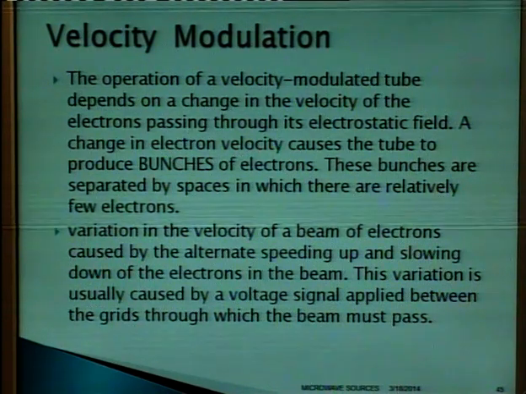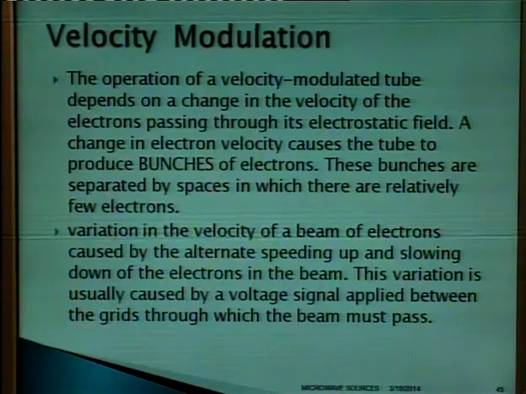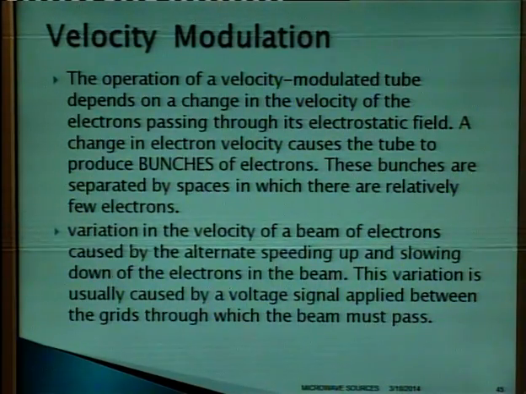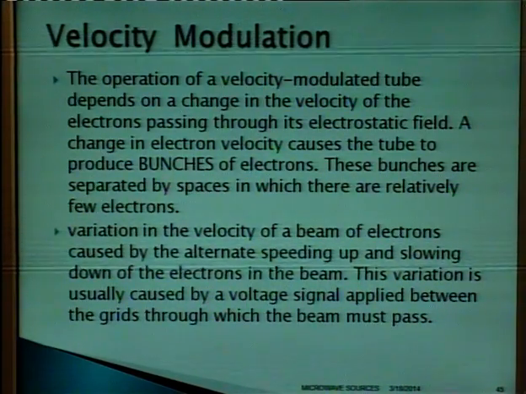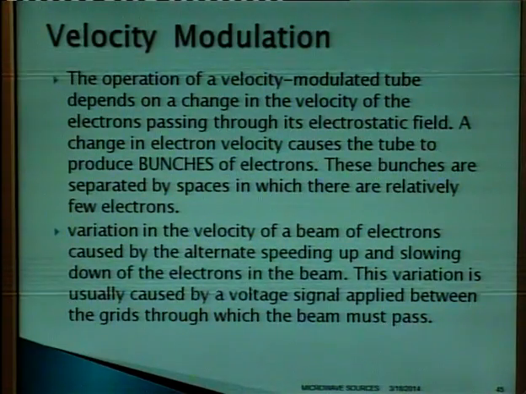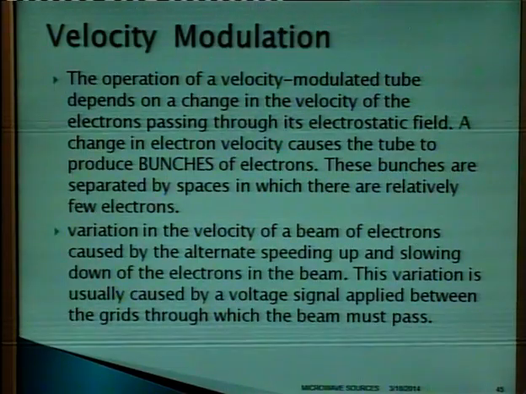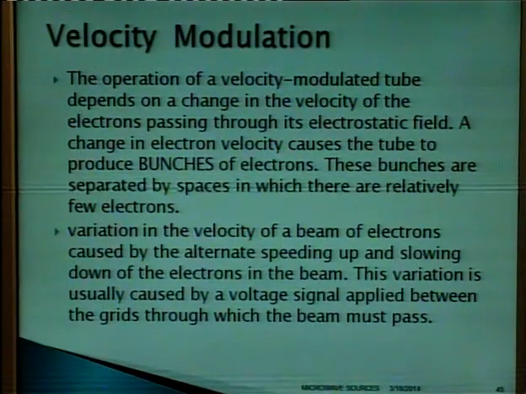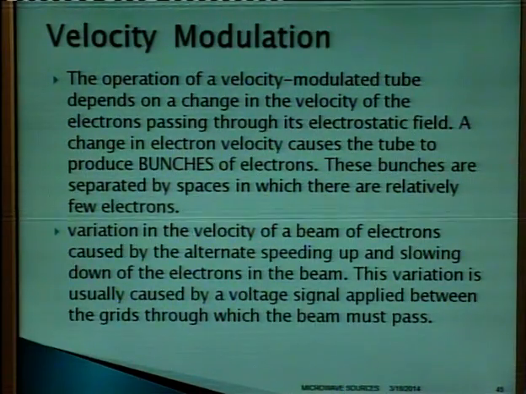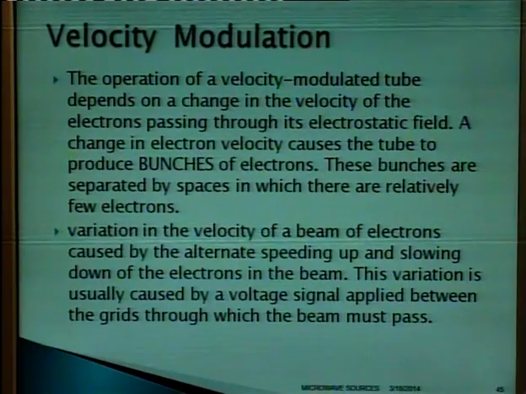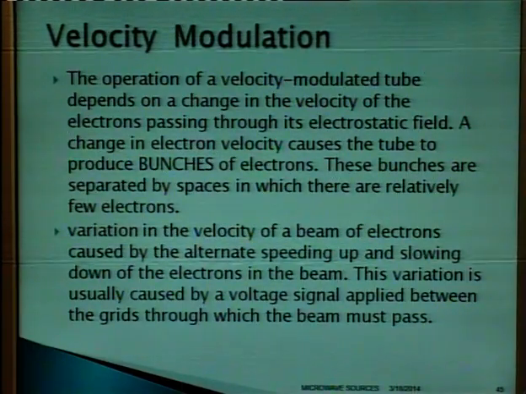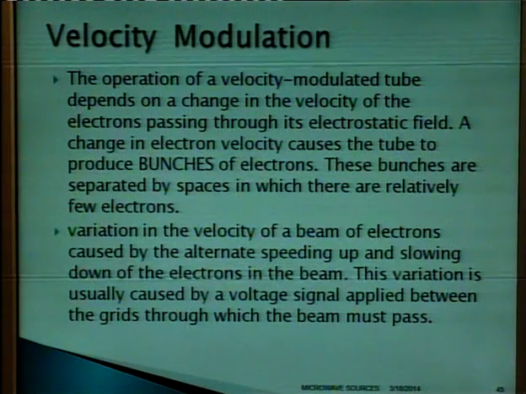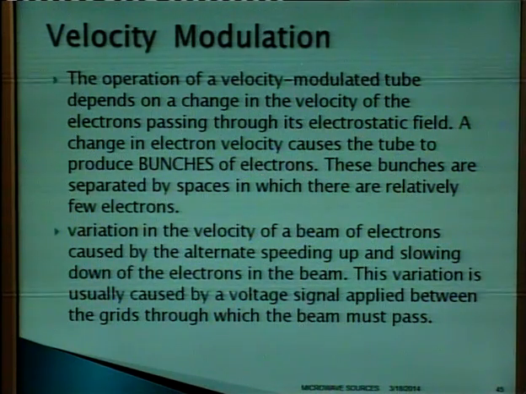This variation is usually caused by a voltage signal which is applied between the grids. First we are accelerating the electrons in the electrostatic field. After forming the bunches, we retard these bunches of electrons, and we gain the energy. The energy comes out when we are retarding these electrons in the drift space.